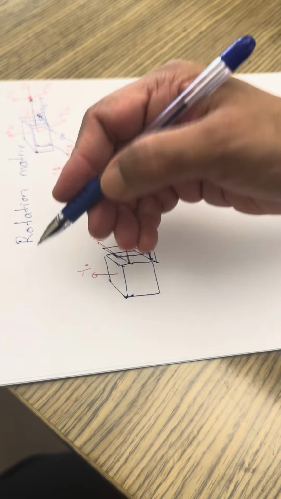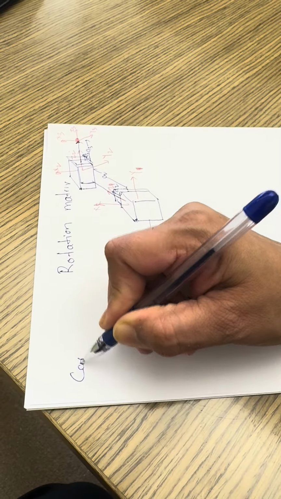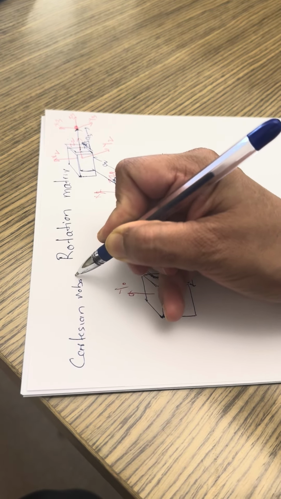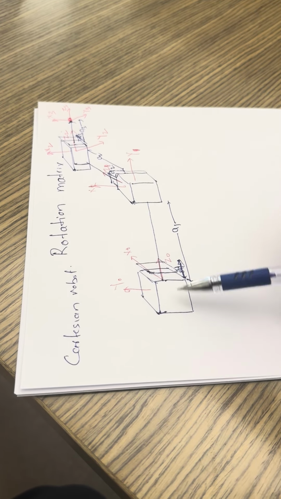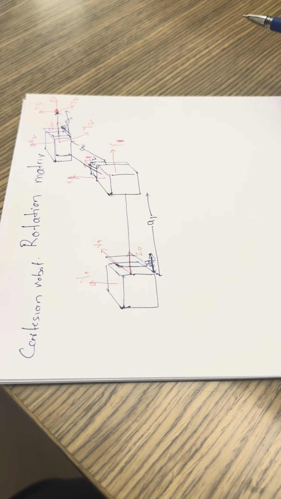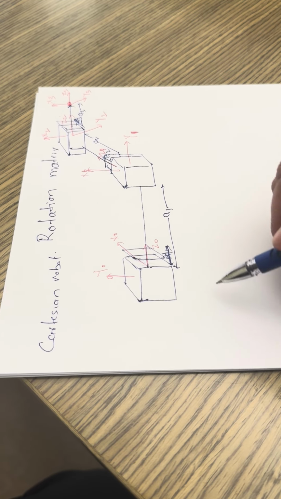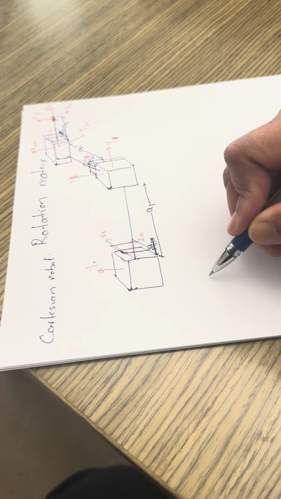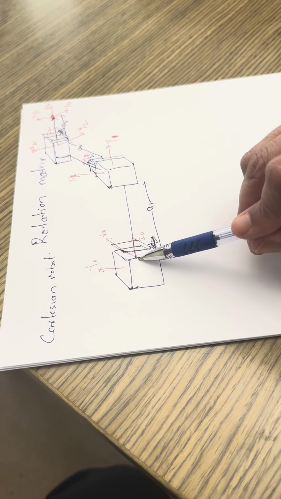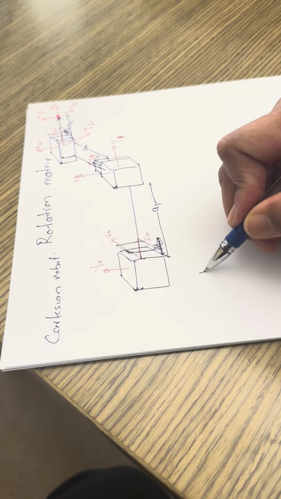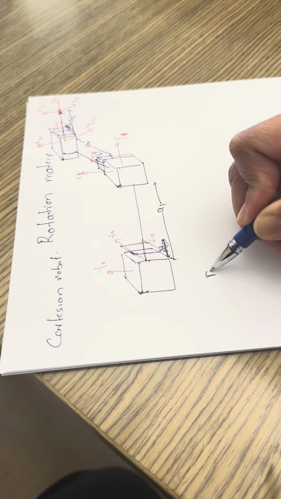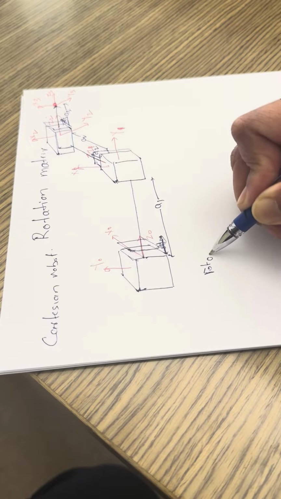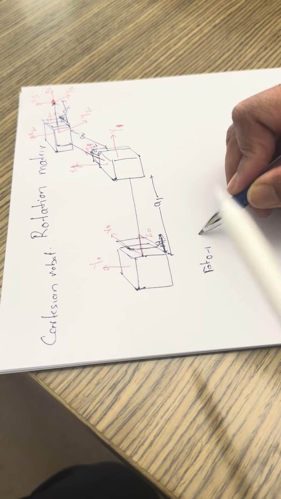Yes, this is the rotation matrix for a Cartesian robot, where we have three prismatic joints. Now we need to write the rotation matrix R01, the rotation matrix from 0 to 1.